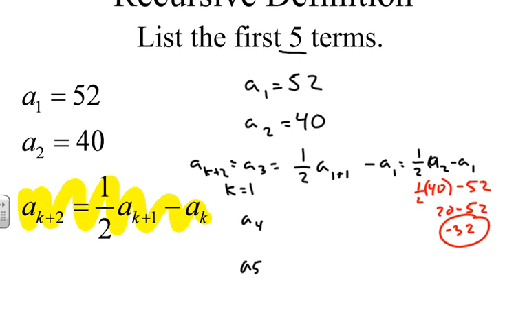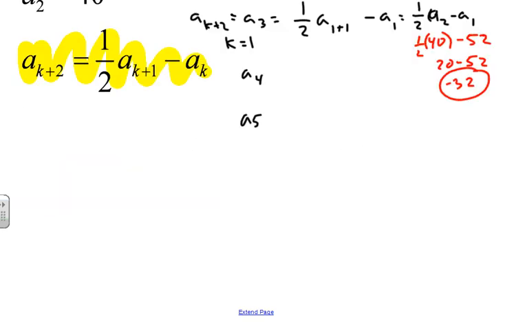We do the same thing then for the remaining parts. We have a sub 4 and a sub 5. So to find a sub 4, what does k have to be? Well, k has to equal 2. So we plug in 1/2, and we then plug the 2 into here. We get 3, so a sub 3 minus a sub 2.